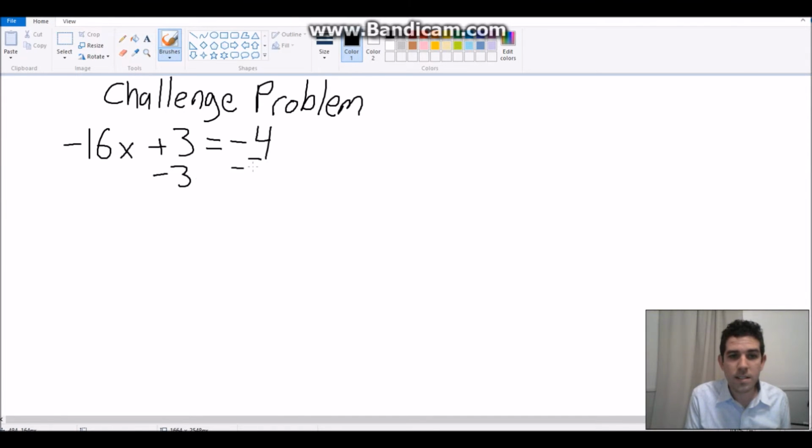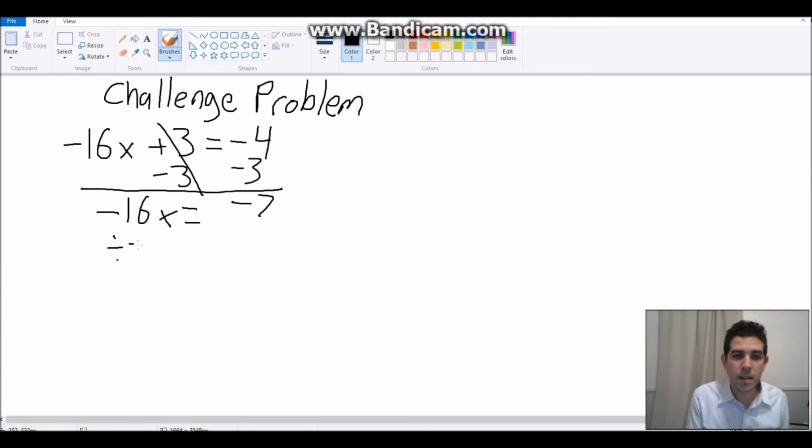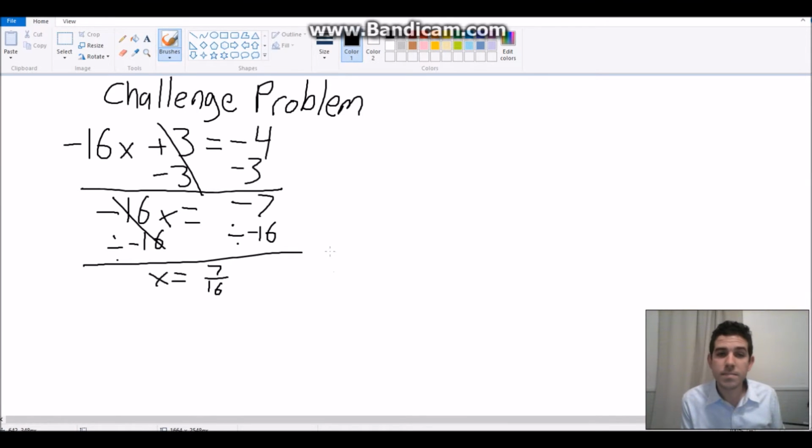Subtract 3 from both sides. Gives me negative 7, cancels, negative 16x equals negative 7. Divide both sides by negative 16. Cancel. X turns out to be positive 7/16. That's the answer. I could turn that into a decimal, which is probably something under 0.5.